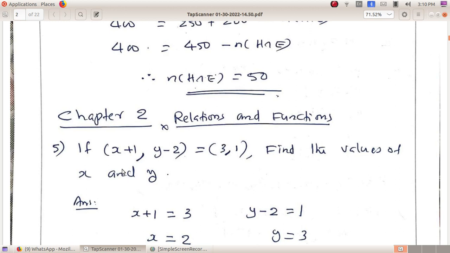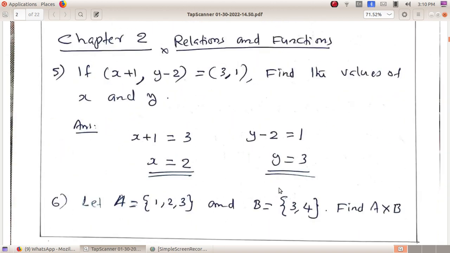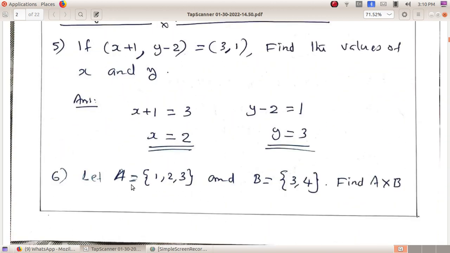So x is what? x plus 1 is equal to 3. Therefore, x is 2, because 2 plus 1 is equal to 3. Similarly, y minus 2 is equal to 1 means y is equal to what? 3. 3 minus 2 is equal to 1.